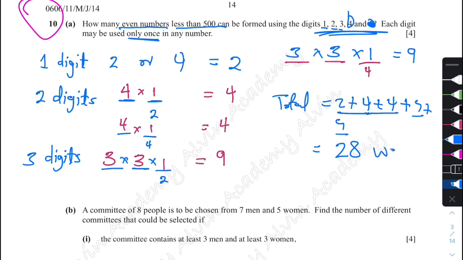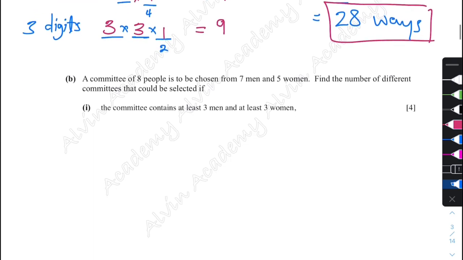Okay, so there are 28 ways of going about this argument. So this is how you go about it. They want it less than 500. All right, that's cool. You do 1 digit, you do 2 digits, you do 3 digits, and you are done. Okay, right, let's look at the B.